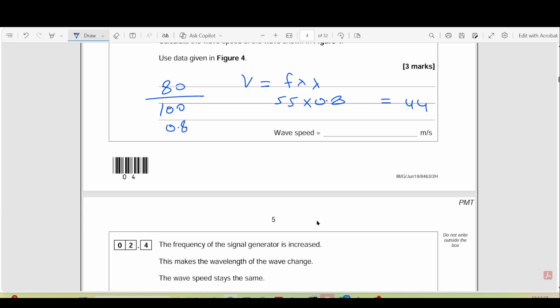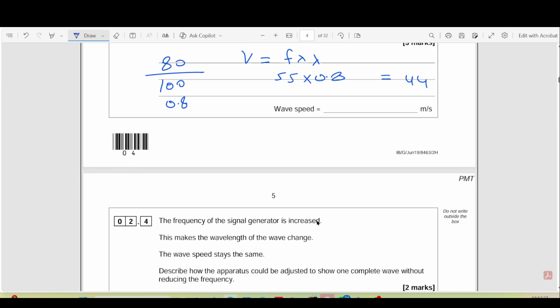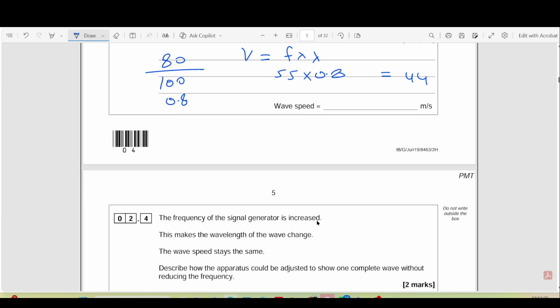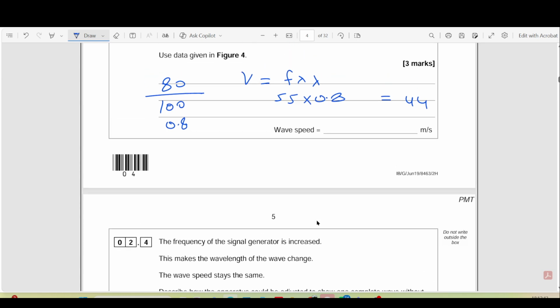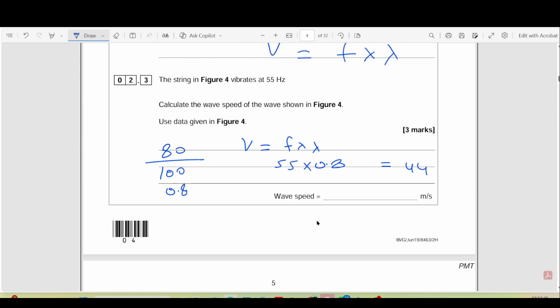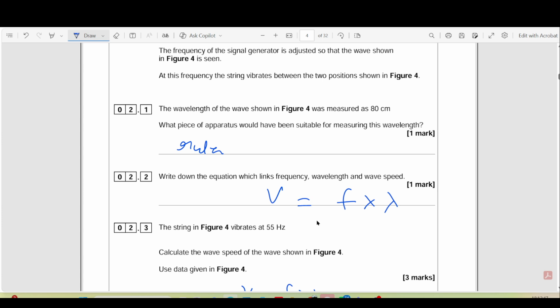And then frequency is 55, I think. Is it 55? 45? How is it 45? Yeah, it's 45. 55 times 0.8, right? Oh, 55 times 0.8 equals 45 wave speed.